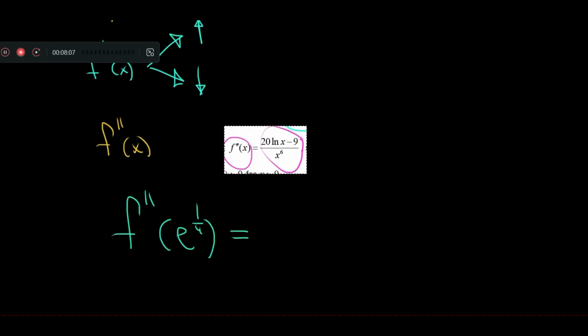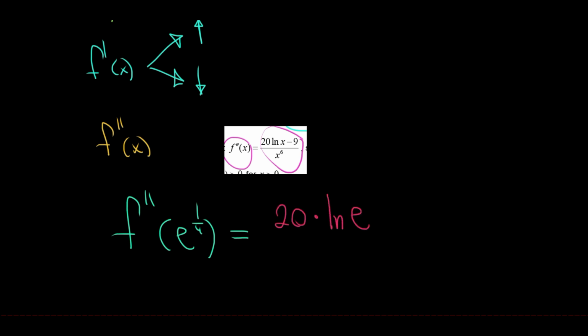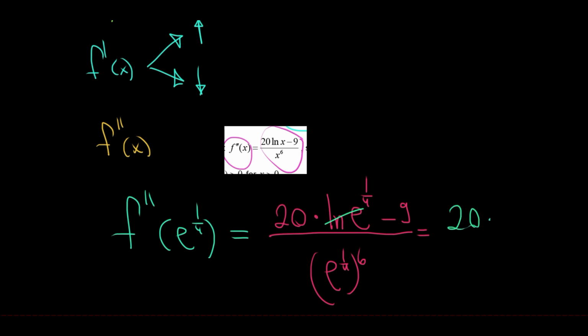This second order derivative, we're just going to substitute and see whether it indeed is negative. So we have 20 times ln of e to the power 1 over 4 minus 9 over e to the power 1 over 4 to the power 6. Then we can do some simplifications. We have ln and e simplified. We have 20 times 1 over 4 minus 9 over e to the power 6 over 4, which is 3 over 2. Now this one is going to be positive.